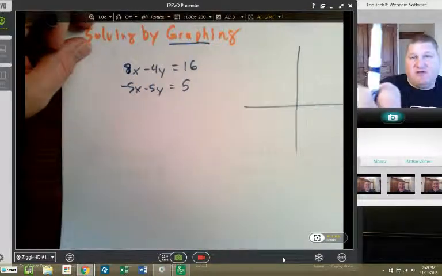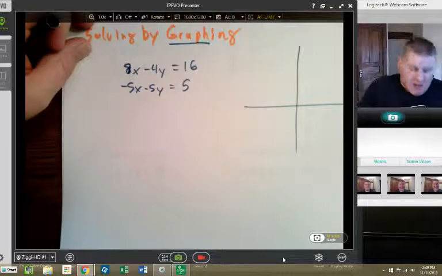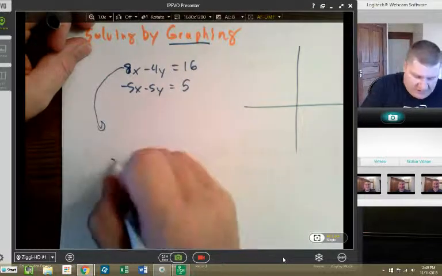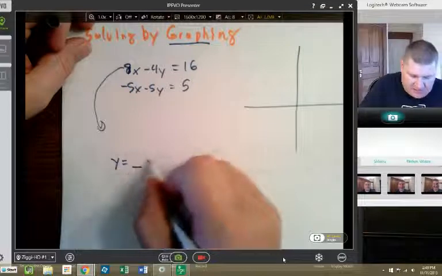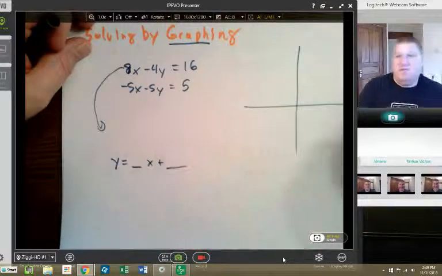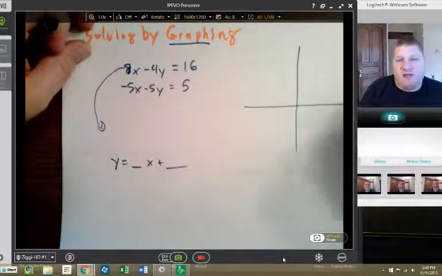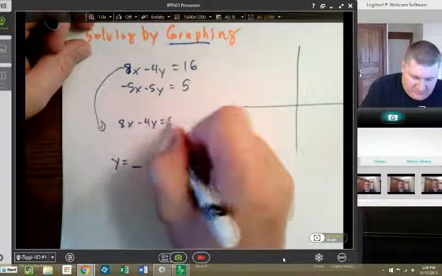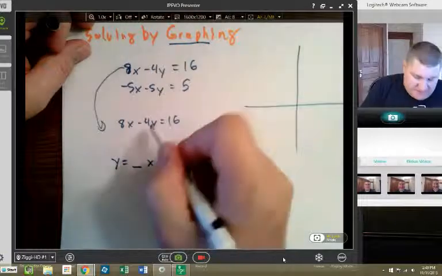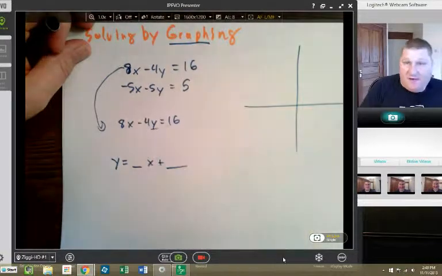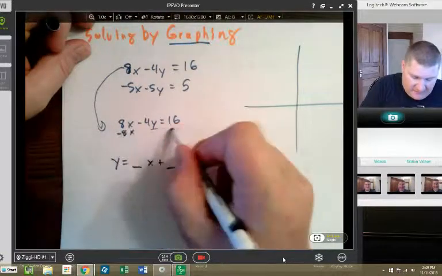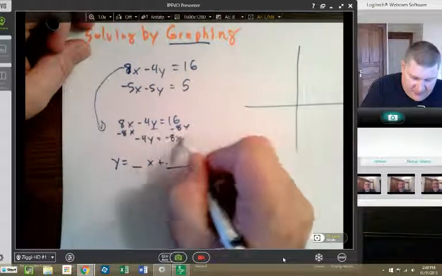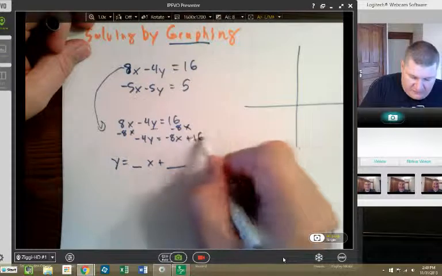So for us to graph these appropriately, let's go ahead and take this equation and get y by itself. I eventually want y equals something x plus something. I want it in slope-intercept form so I can graph it nicely. In this case, we have 8x minus 4y equals 16. First thing I want to do, if I want to get y by itself, is move the 8x to the other side.